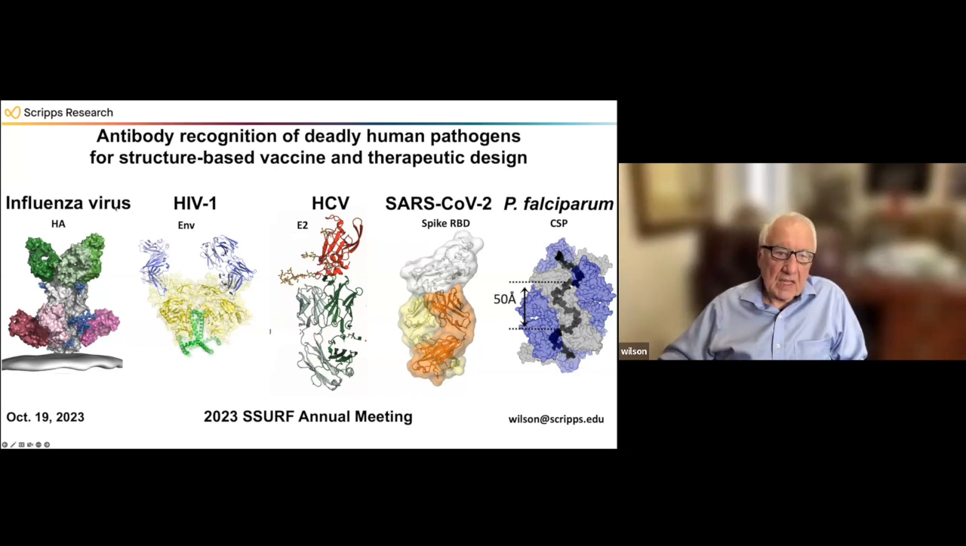The main pathogens that we work on in my lab are influenza virus, HIV, hepatitis C virus, SARS-CoV-2 and related coronaviruses, as well as the malaria parasite, Plasmodium falciparum. But I'll focus today on the viruses. So what we're trying to do is to use the information that we get from how the immune system combats or tries to combat these viruses to try to design better or new vaccines and better therapeutics such as antibodies.